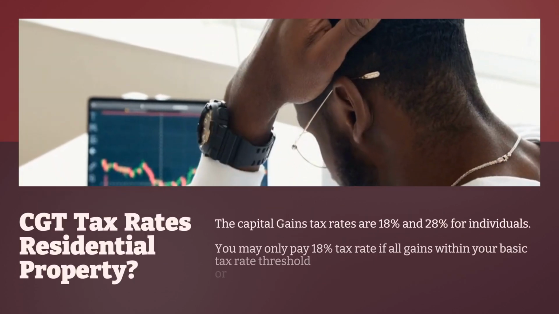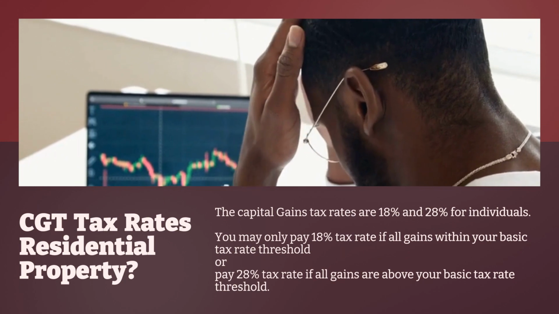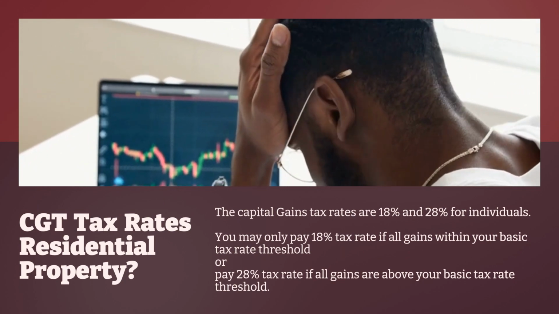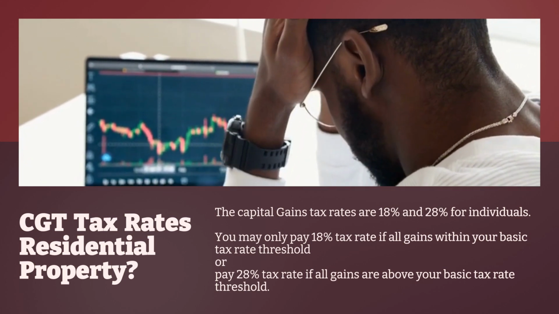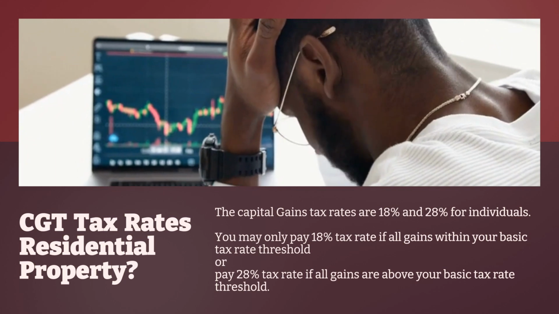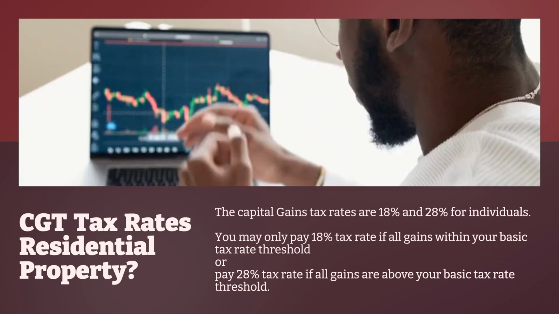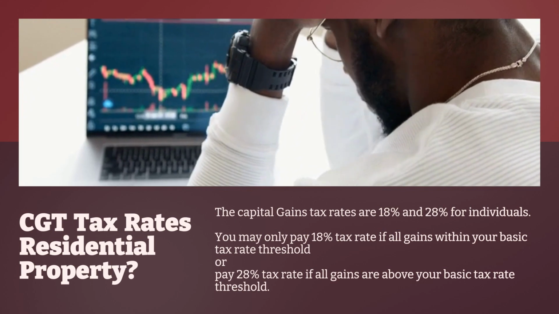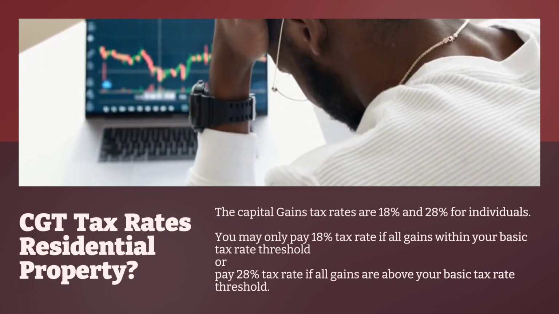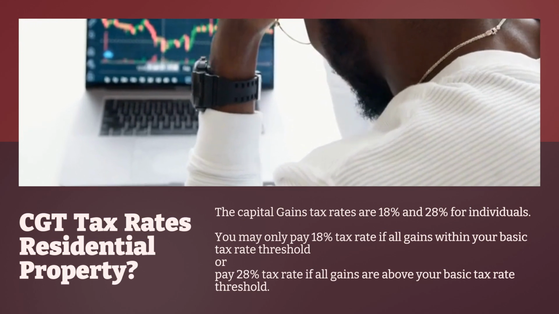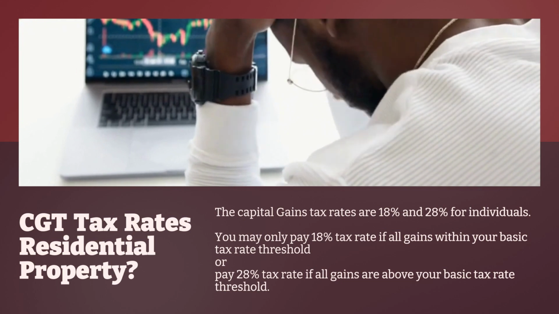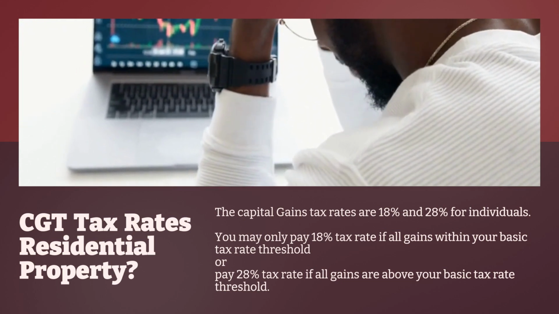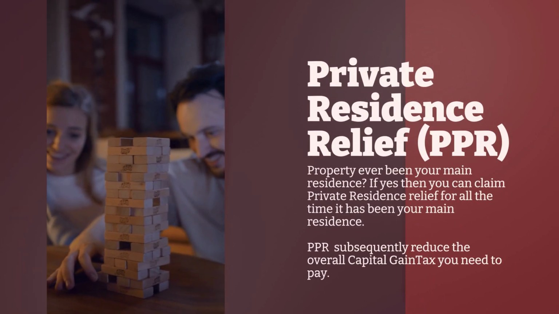The rate at which capital gains are taxed depends on several factors, such as how long you've owned the property and your income bracket. In the UK, the capital gains tax rates are 18% and 28% for individuals. You may only pay the 18% rate if all gains are within your basic tax rate threshold, or pay the 28% rate if all gains are above your basic tax rate threshold. You may also end up paying 18% on some of your gains and 28% on gains above the basic tax rate threshold. To reduce your capital gains, there are several exemptions available.